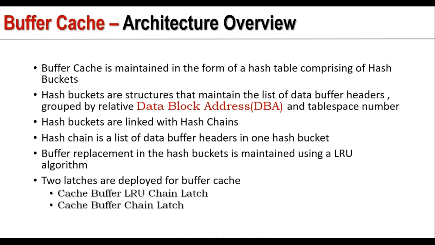So there are two latches which are actually used by Oracle for maintaining the buffer cache. One is the CBC LRU chain latch, and another one is CBC, which is the cache buffer chain latch. So the second one is basically used to access the data from the buffer cache, and the first one is used to load the data in the buffer cache.